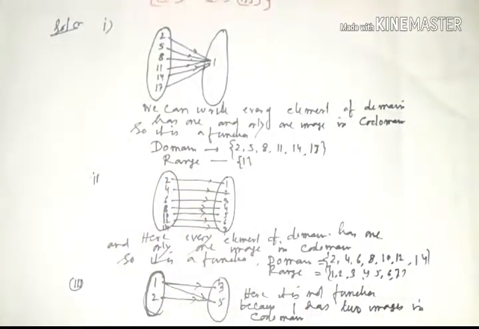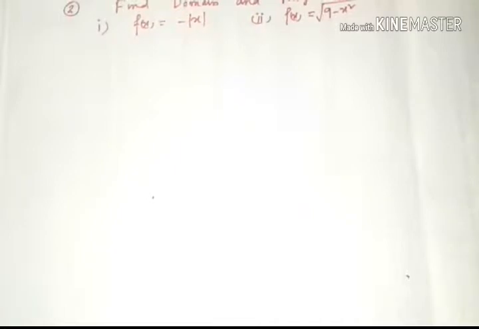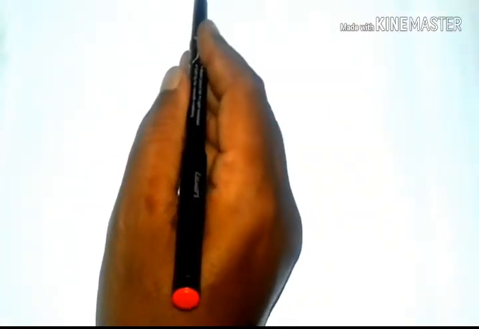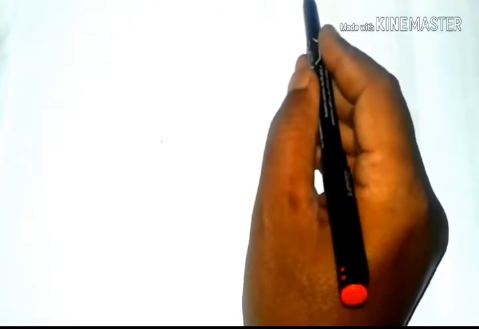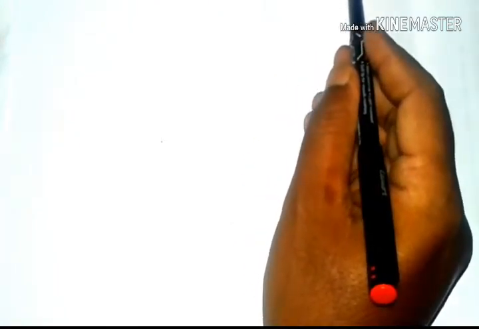This is about problem number 1. Now I shall discuss another problem. It is also from domain and range. Here f(x) is equal to minus modulus of x, and the second question is f(x) is equal to 9 minus x square. At first we solve question number 1.